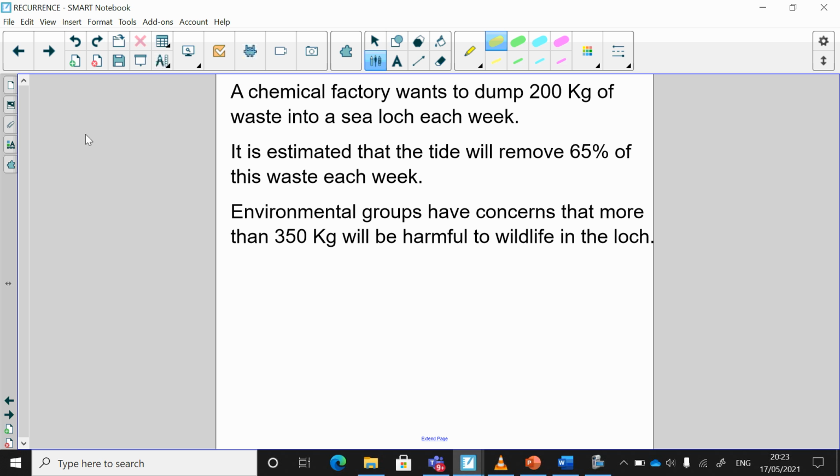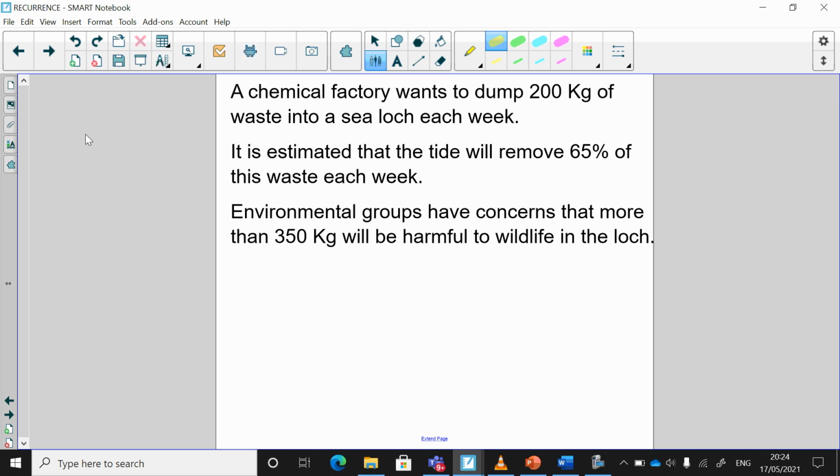Next part. There's some people, okay, who have genuine concerns that more than a certain amount, 350 kilograms, it'll be harmful to wildlife in the loch. That's another piece of information. That's a target we're looking at here. That's a target number that we'll come back to. So, we get 3 bits of information there.